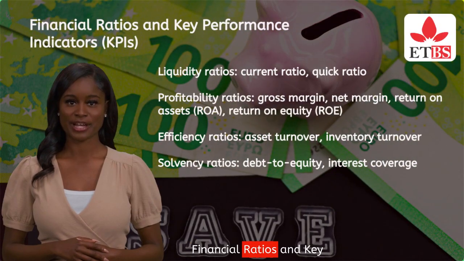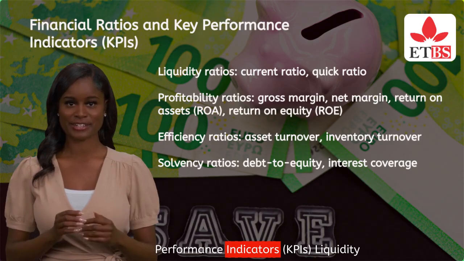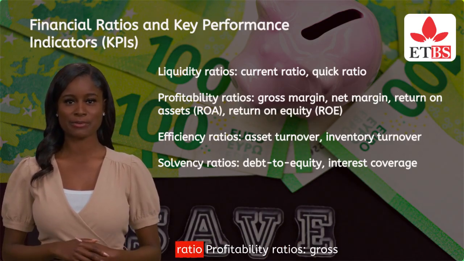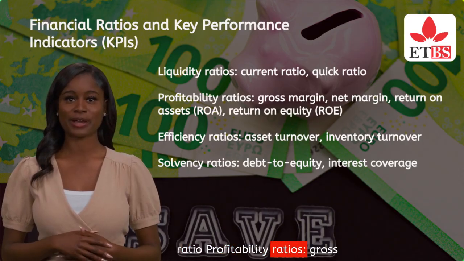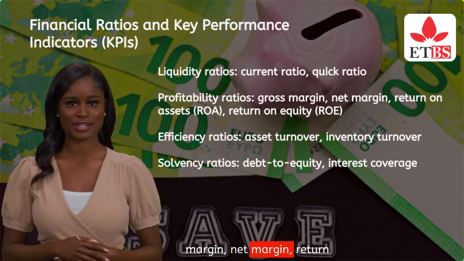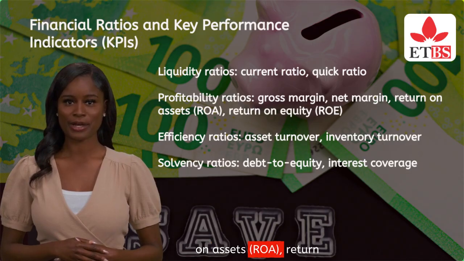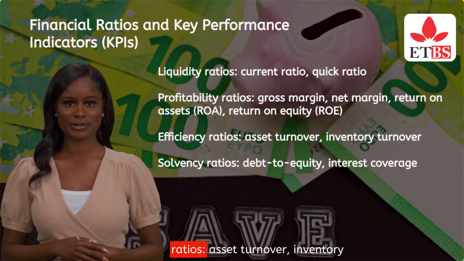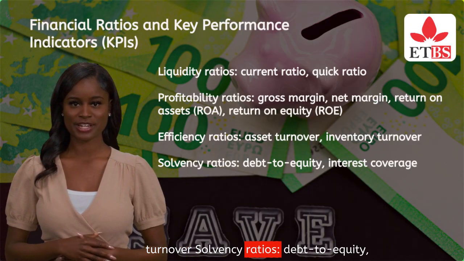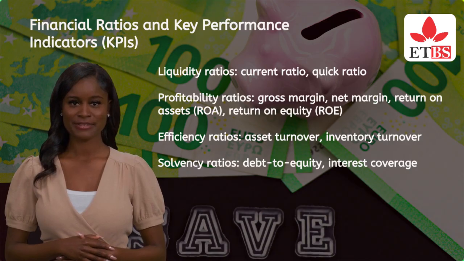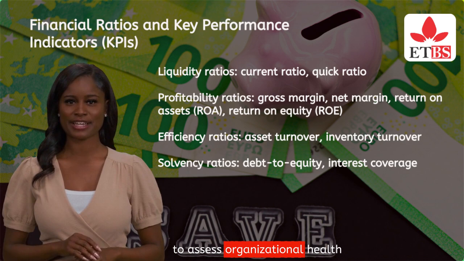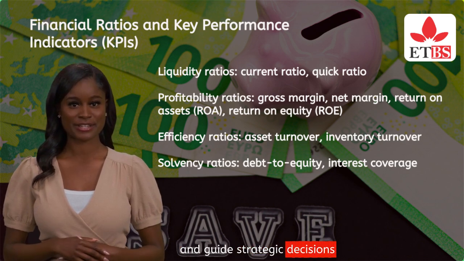6. Financial ratios and key performance indicators, KPIs. Liquidity ratios: current ratio, quick ratio. Profitability ratios: gross margin, net margin, return on assets, ROA, return on equity, ROE. Efficiency ratios: asset turnover, inventory turnover. Solvency ratios: debt to equity, interest coverage. Interpreting ratios to assess organizational health and guide strategic decisions.